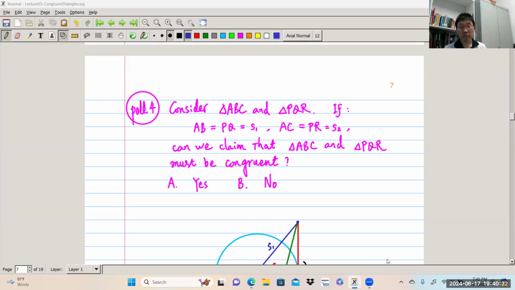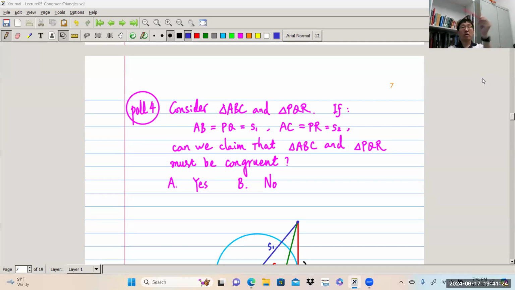The answer is no. Think this way. AB equals PQ equals S1, so you have a fixed length, and you use that length as one side of a triangle. Then you have another length, S2. You can think you have 2 sticks. First, you treat one stick as AB and the other stick as AC. So you can make triangles using these 2 sticks. In the second case, you treat one stick as PQ and the other as PR, still the same sizes. So the question is, can you use 2 sticks to make just one unique triangle?